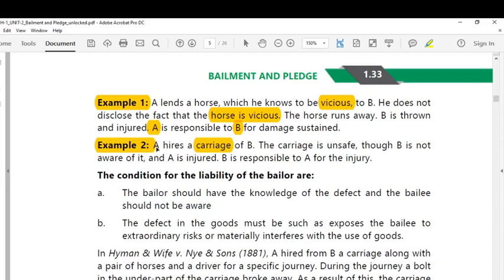And in case of example 2, A hires a carriage to Mr. B, and A here is the bailor, right? A is bailor and B is bailee. The carriage is unsafe, though A is not aware of it. B is injured. A is responsible to B for the injury. So here, though Mr. A is not aware of the fault in the carriage, even then Mr. B has suffered an injury. For that suffering of injury, Mr. A is responsible and liable. He has a duty to that effect, right?